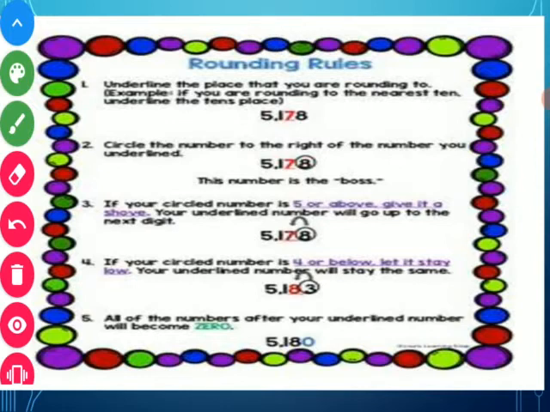Suppose a number is there, and you have to round off the number to the nearest tens. Then you have to see the ones place. If the ones place is equal to 5 or more than 5, then you will give one carry to the tens place and the ones place will become 0. And if the ones place has the number 0, 1, 2, 3 or 4, then no carry will be given to the tens place and you will make the ones place equal to 0. So these are the rules of rounding off.